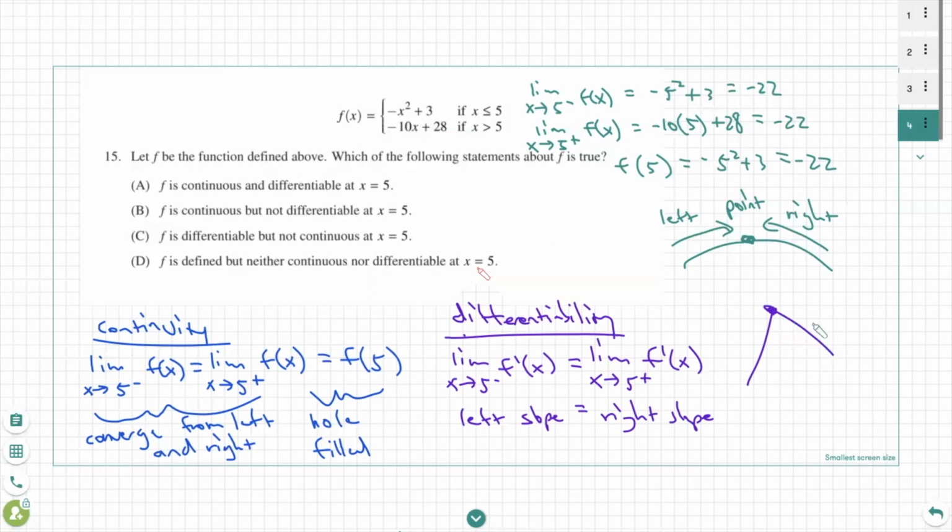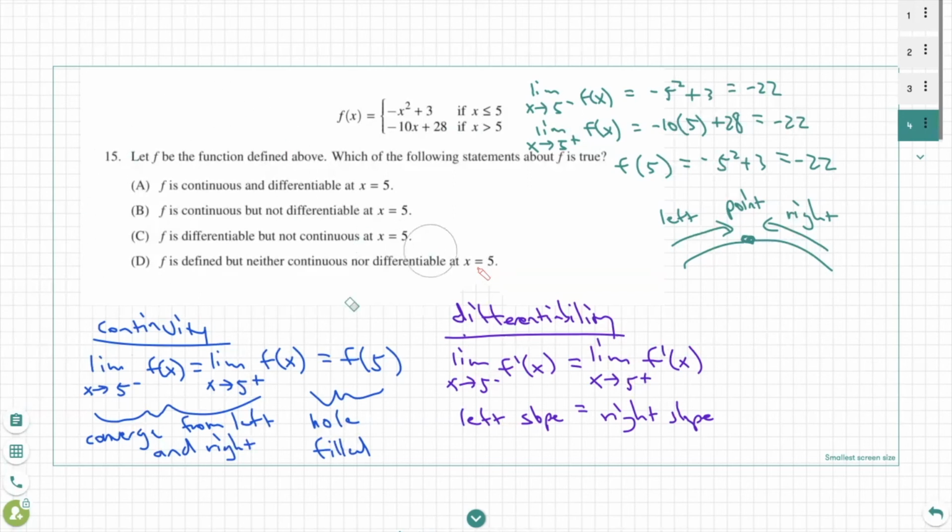In this case? Well, we have to check in this case, right? I'm just saying that that's an example of when it's not differentiable. Yeah, exactly. Like you said before, the reason why you have a sharp corner is the left slope doesn't equal the right slope. Mm-hmm.